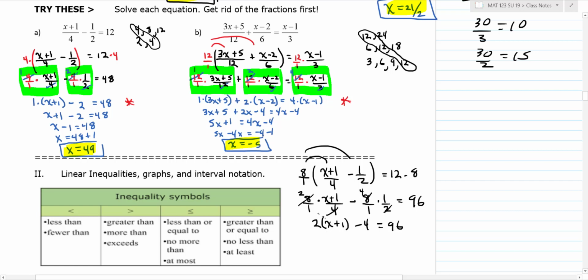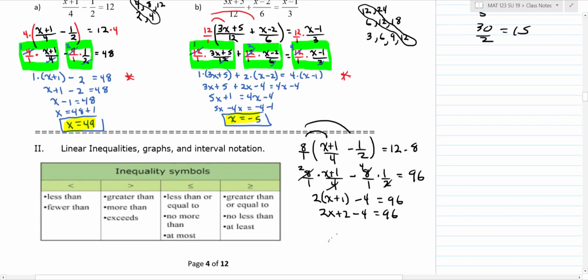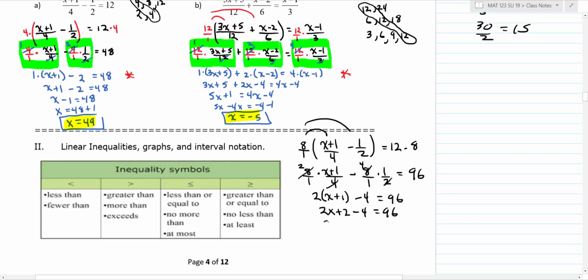Distribute, you're going to have 2x plus 2 minus 4 is equal to 96. So what you'll have here then is these are like terms, so that's 2x minus 2 equals 96. Then you can move the 2 to get 2x equals 96 plus 2. Then you have 2x equals 98. Then you have to divide by 2. So you're going to get 49 by doing it that way.